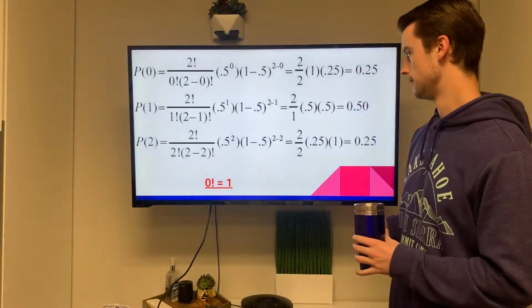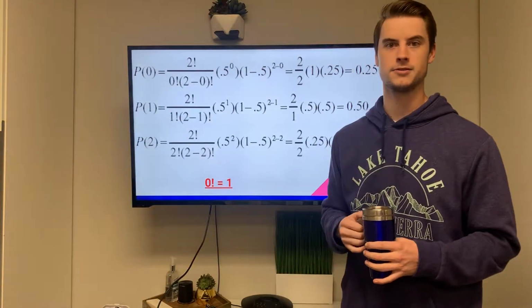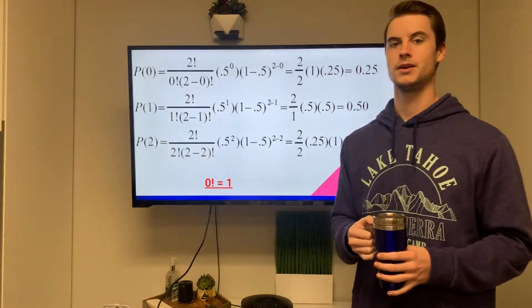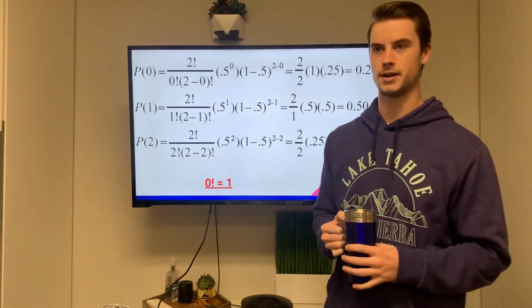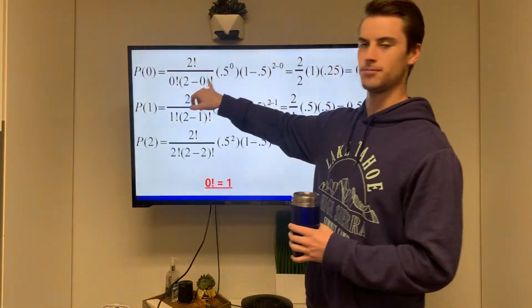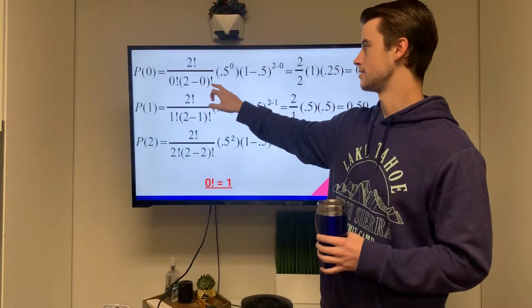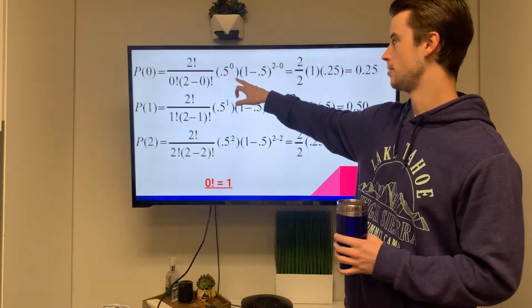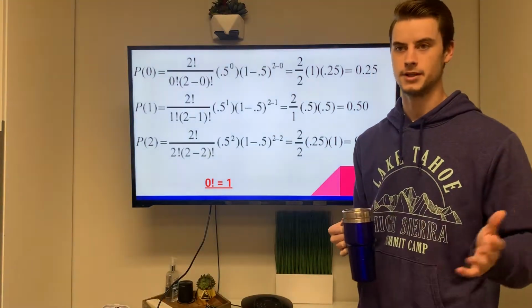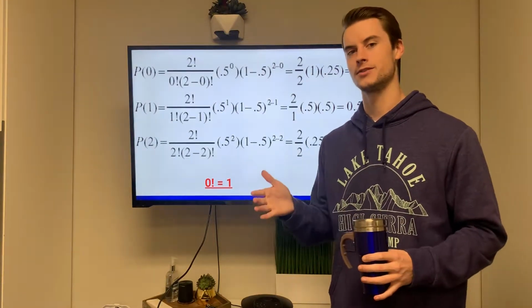And again, if I want to clarify 0 factorial here, you're like, what the heck is 0 factorial? Wouldn't that just be 0? No, 0 factorial is actually equal to 1. Don't let that confuse you, okay? 0 factorial is equal to 1. So this is just plug and play. You have 2 factorial over 0 factorial times 2 minus 0 factorial, 0.5 to the 0 power. Anything to the 0 power is always 1. Don't forget that.